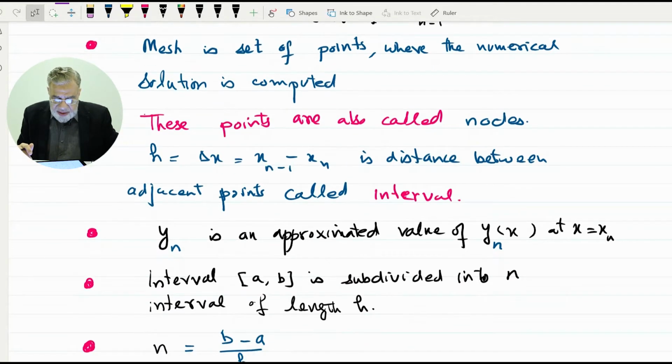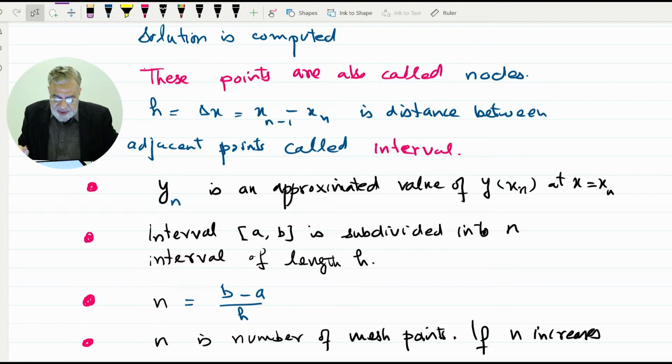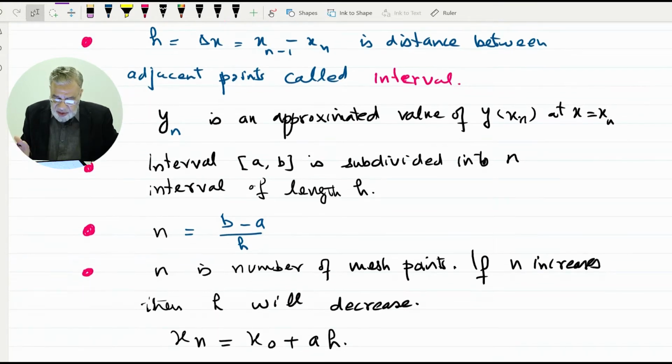So y_n is the approximated value of y at x_n, and y(x_n) is our exact value at x equal to x_n. The interval [a, b] we subdivide into n intervals of equal length, as said. So n is equal to (b minus a) over h. You can see that if n is increasing, then h is decreasing. So h is equal to (b minus a) over n.